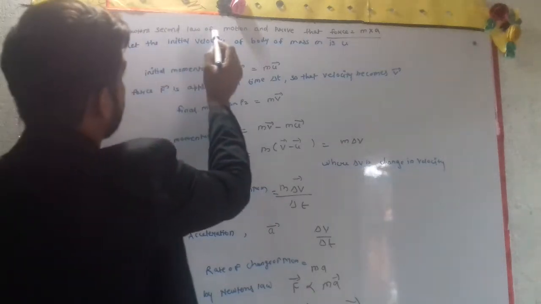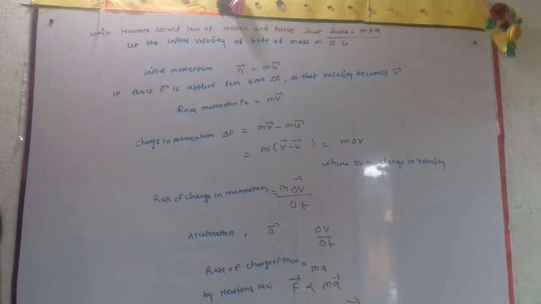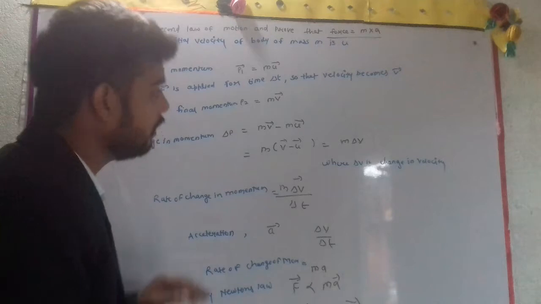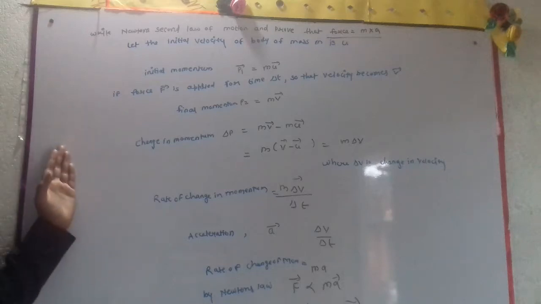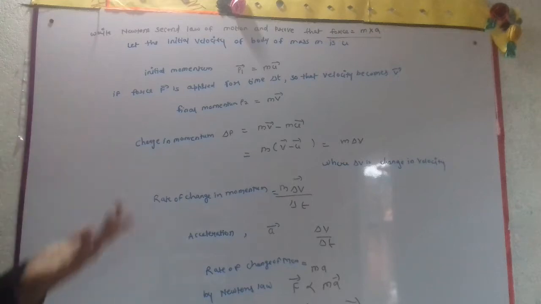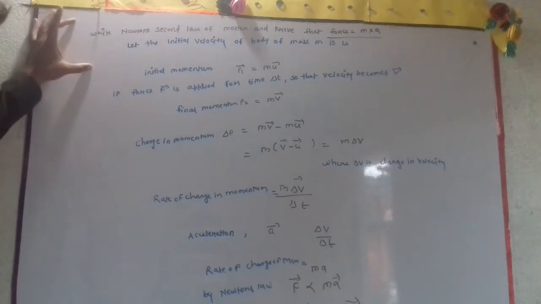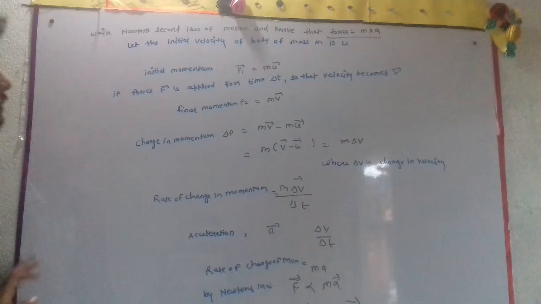Write Newton's second law of motion and prove that force equals ma. We have earlier discussed Newton's third law of motion; you can just revise that, but we'll also discuss the second law. The second law states that the rate of change in momentum is directly proportional to the applied force. This is our second law. So we have to prove that F equals ma, mass into acceleration.